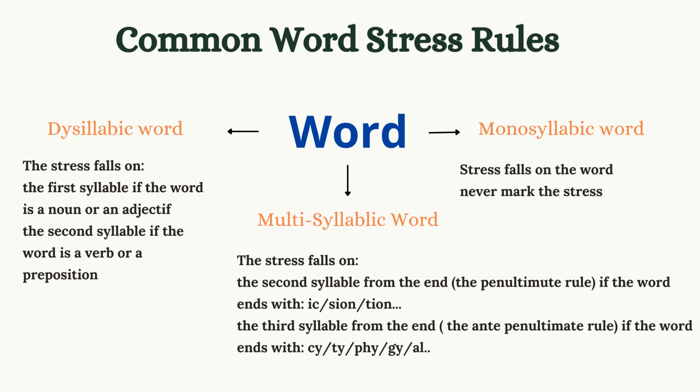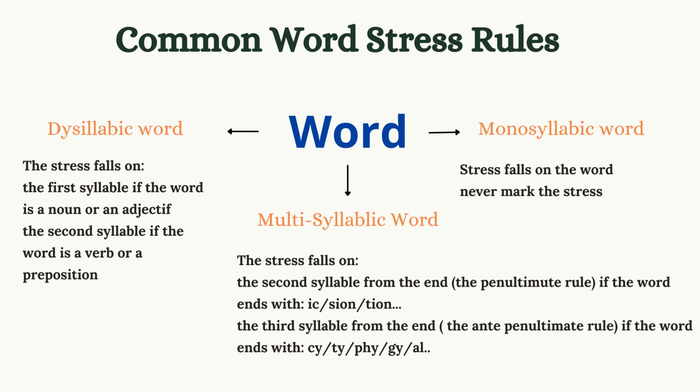Now, we'll take a closer look at the rules of word stress. Let's begin with the most common word stress rules. As you all know, a word can be either monosyllabic, disyllabic, or multisyllabic. In monosyllabic words, the stress naturally falls on that syllable, and we typically don't mark it since it's already clear. In disyllabic words, the stress is placed on the first syllable if the word is a noun or an adjective, and on the second syllable if it is a verb or a preposition. Keep in mind that there are many exceptions to this rule.